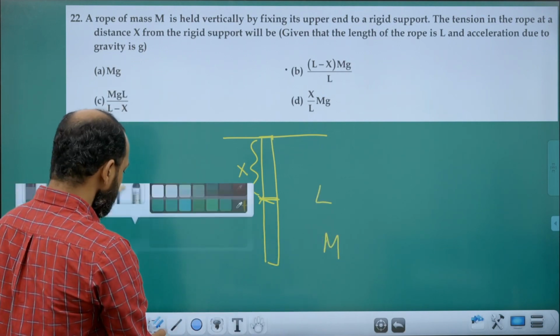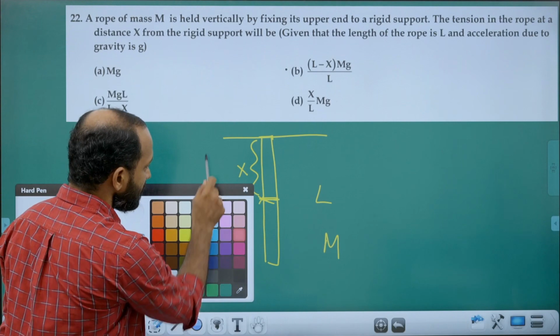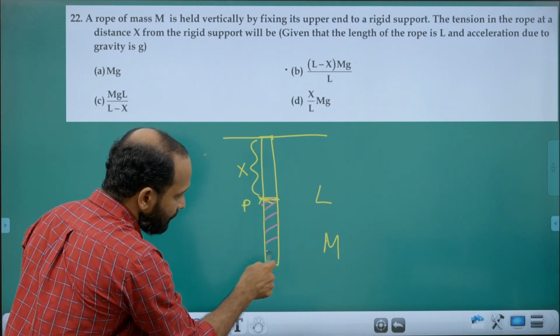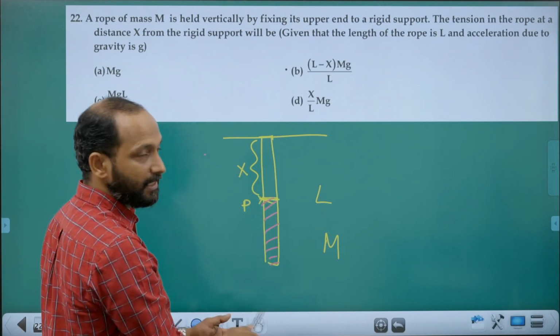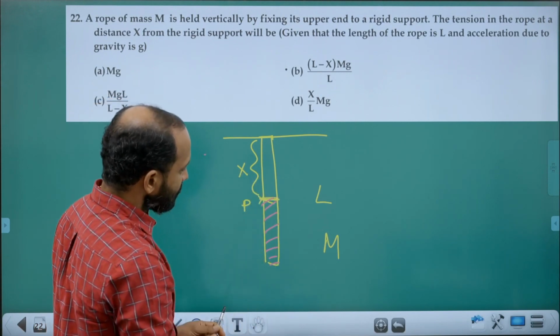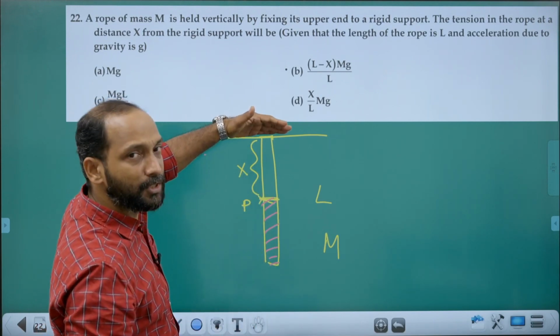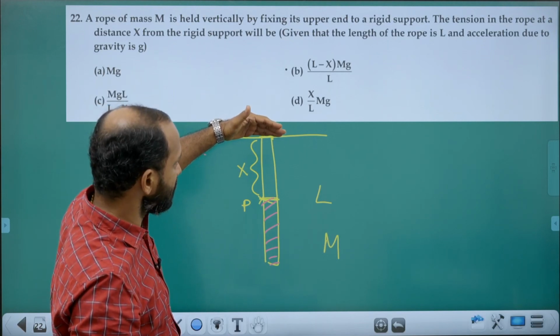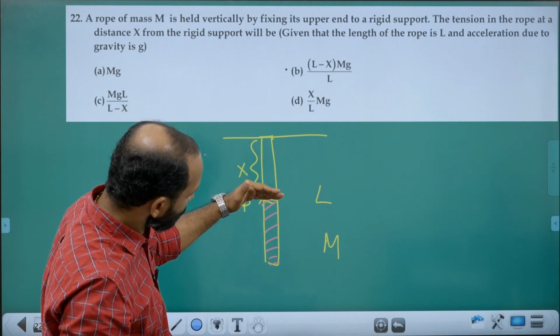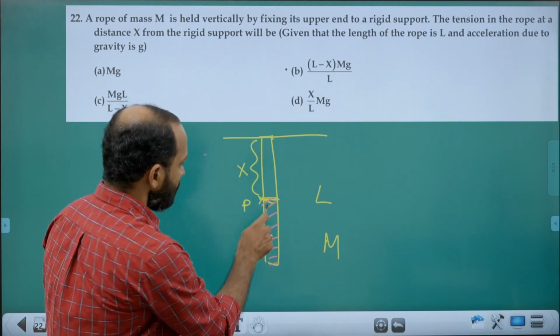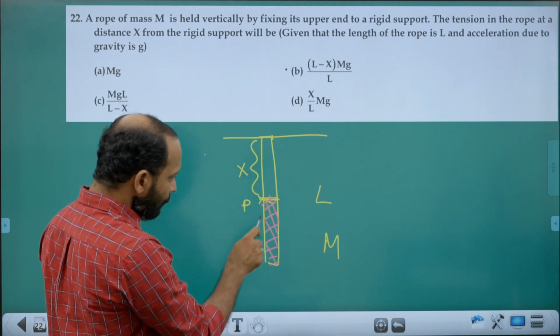So tension means force below that point, or force behind in a general case. Here it is hanging, so force below that point. What is the force below? The point of support is not accelerating, that is also taken into account. The point of support is fixed, it is unaccelerated. Then only you take the weight below. What is the weight of this part?